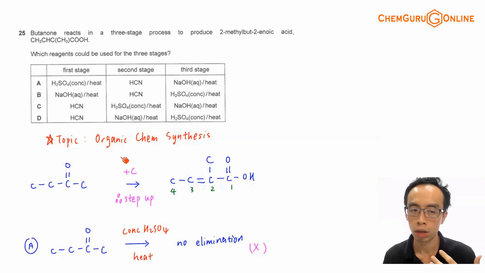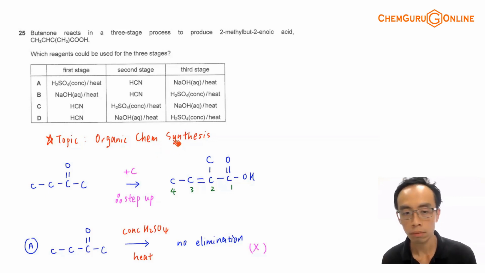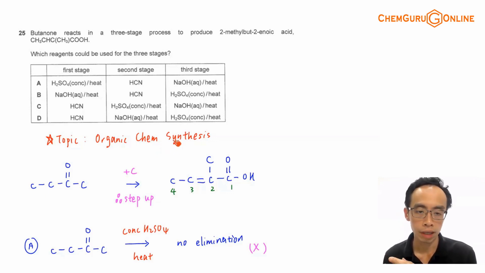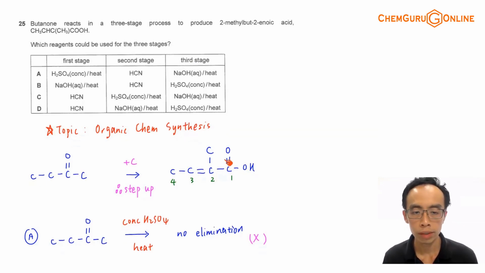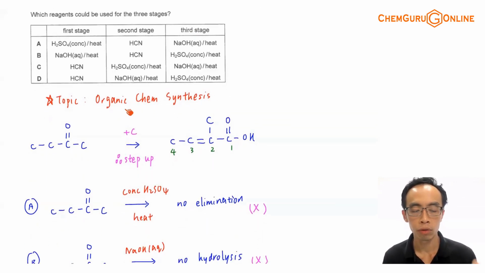Now, the concept tested in this question is actually organic synthesis. If I have a starting reactant, how do I eventually form my product in a certain number of steps? If I compare the reactant, which is a 4-carbon ketone, and my product, and count the number of carbons in the product, I end up with 1 more carbon. So that means I have 5 carbons, and this is a step-up process.